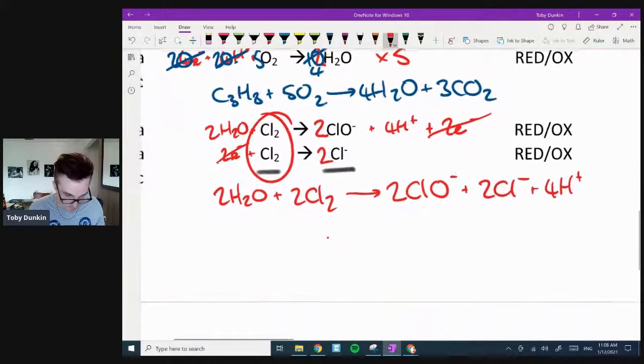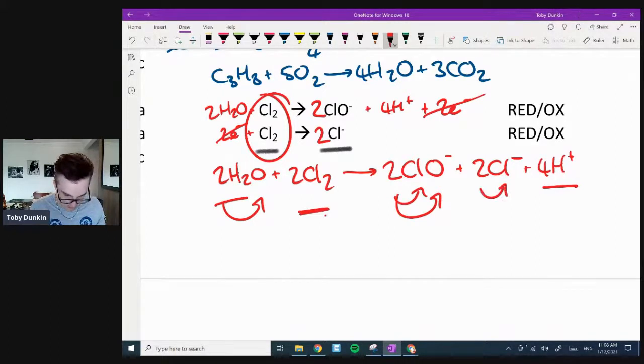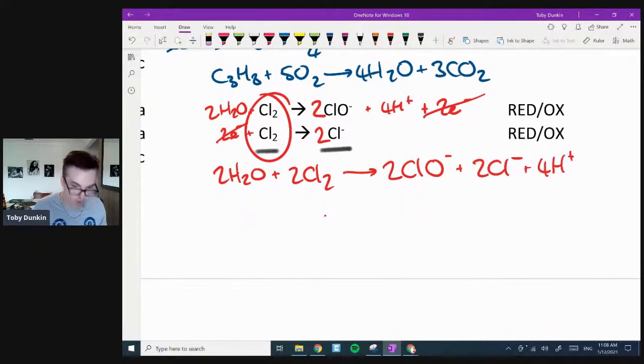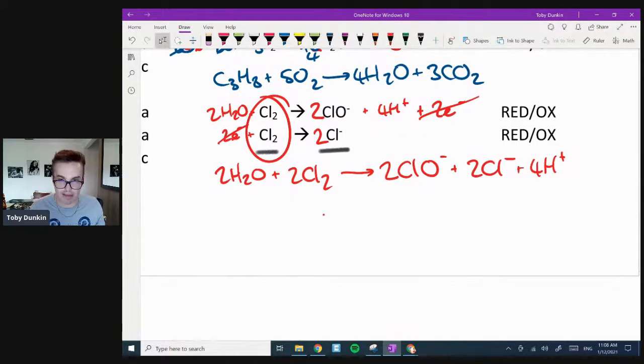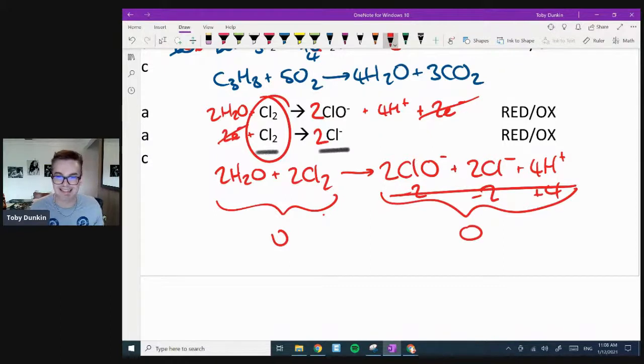I like it. Let's check it. 4 hydrogens, 4 hydrogens. 2 oxygens, 2 oxygens. 4 chlorines, 4 chlorines. All balances for atoms. What about charge? 0 on this side. On this side, -2, -2, and +4. They cancel. 0. Nice.